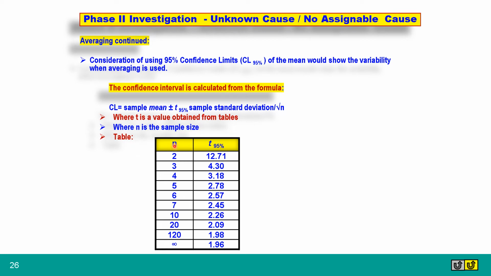Table of t 95% values by sample size: N of 2 is 12.71, 3 is 4.30, 4 is 3.18, 5 is 2.78, 6 is 2.57, 7 is 2.45, 10 is 2.26, 20 is 2.09, 120 is 1.98, and infinity is 1.96.